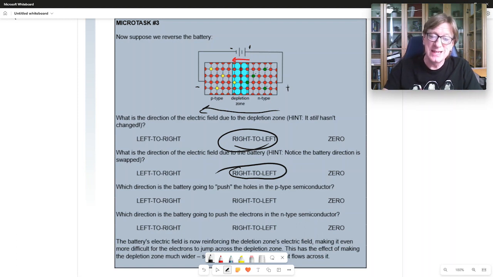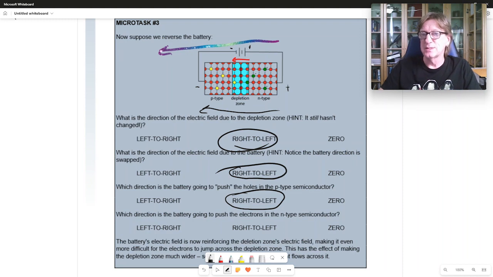Well, remember, I have to have the net electric field. Now I have a super strong electric field moving this way, which means I'm going to collect. So it's going to be from, let's go back to black, from right to left, because that's showing how my positive charges are going to move. So those holes in the p-type are going to get pushed even farther in this direction.